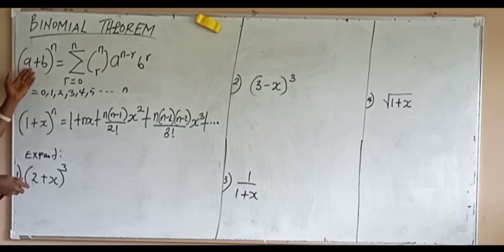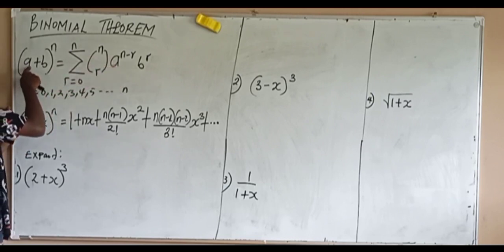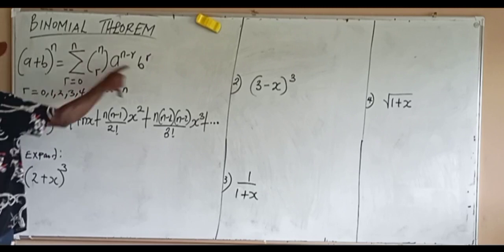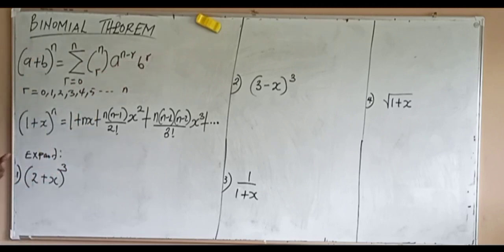What is r? r is any number that starts from 0 until you get to the power. That's r. Then times A, which is the first number here, raised to n minus r, where r is any number from 0 to the power. Then times B, raised to that r we're talking about. I'll show you how to get r from this example now. You understand it very well.